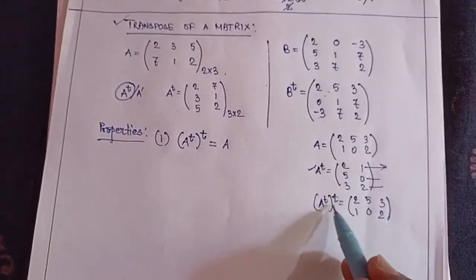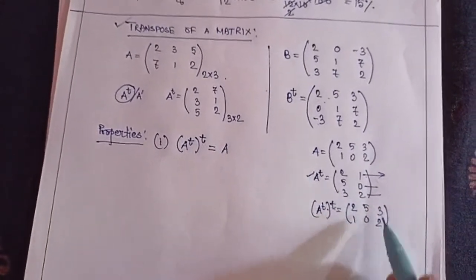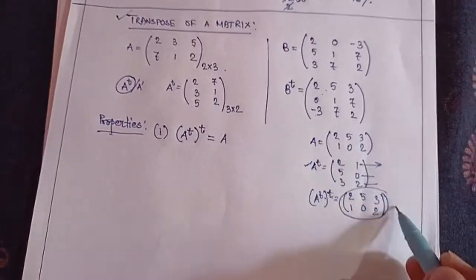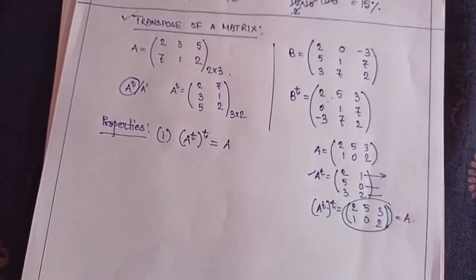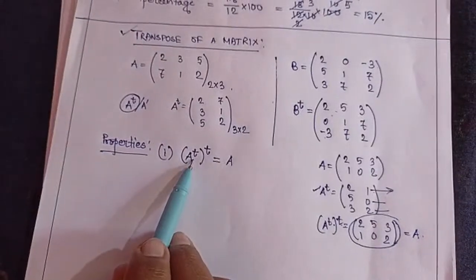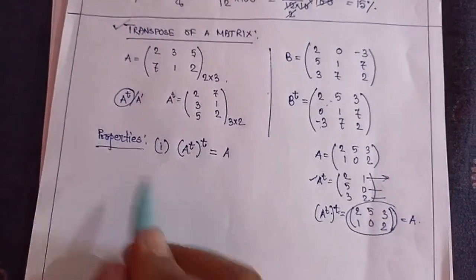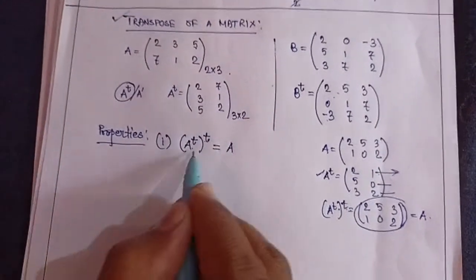Okay, so see, A transpose, if we again take the transpose, then we are getting back the matrix A again. So that is why the whole transpose of A transpose means we will get back matrix A. So this is the first property.